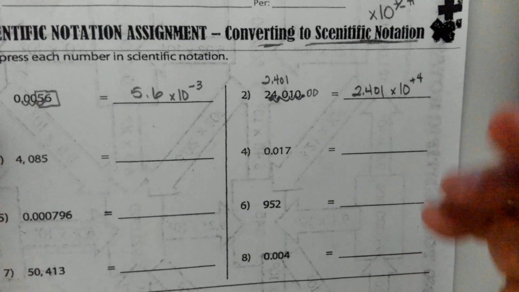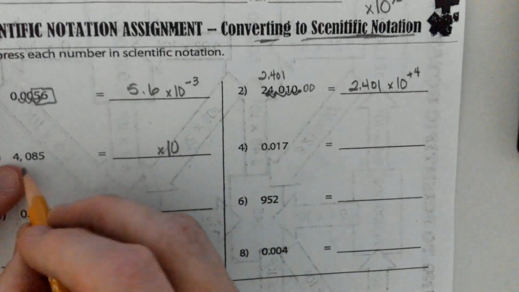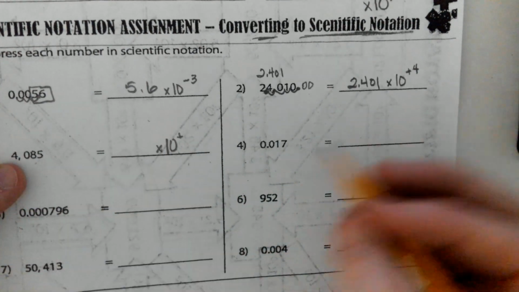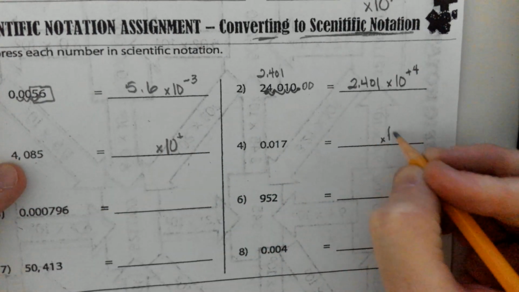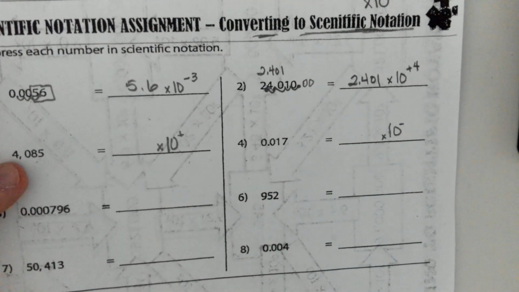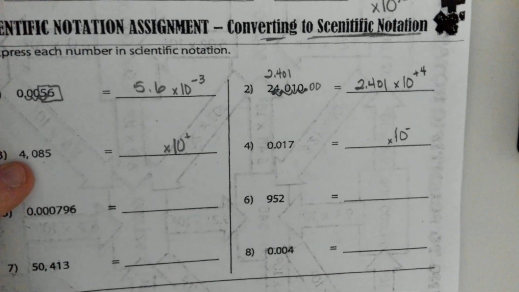Okay? So now, look over here. Times 10, is my exponent going to be positive or negative? Yeah, positive because it's a really, really big number. How about this? Times 10, my exponent is going to be what? Negative. I don't know what it is, but it's going to be a negative number. You can go figure that out. Do 1 through 8.